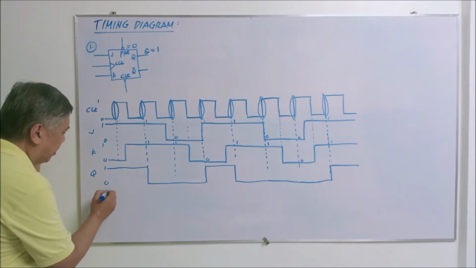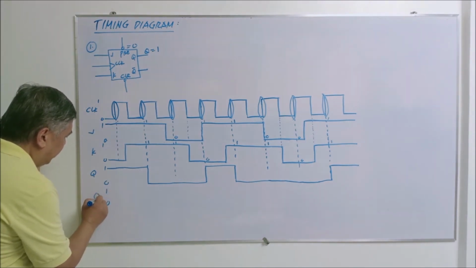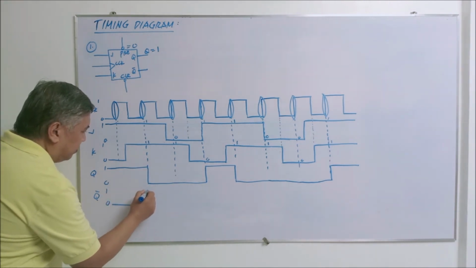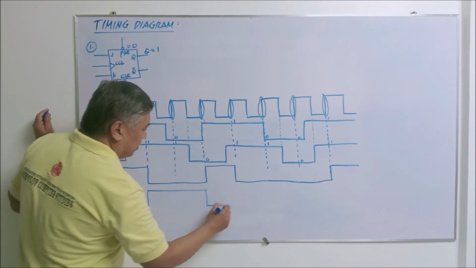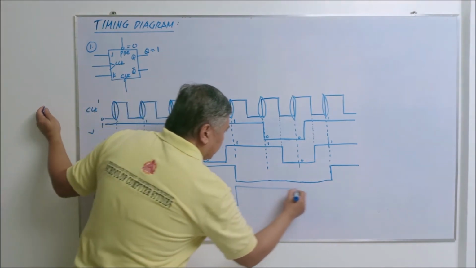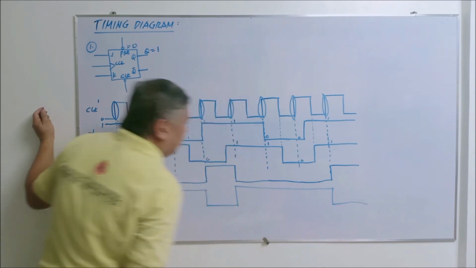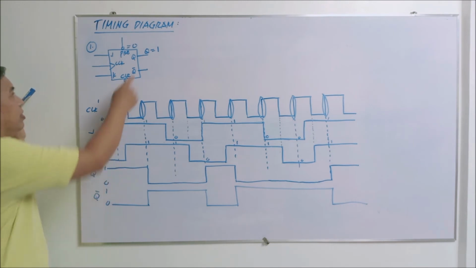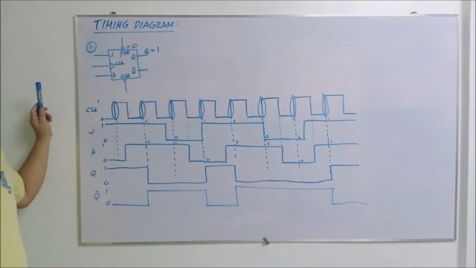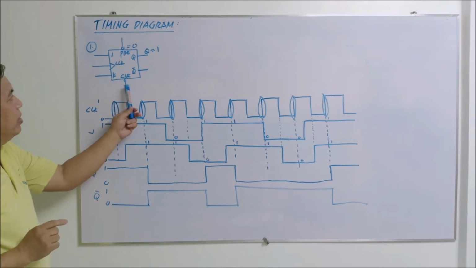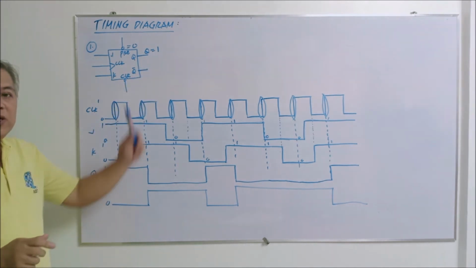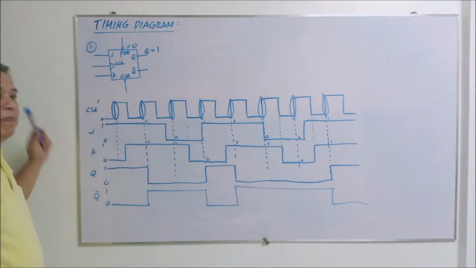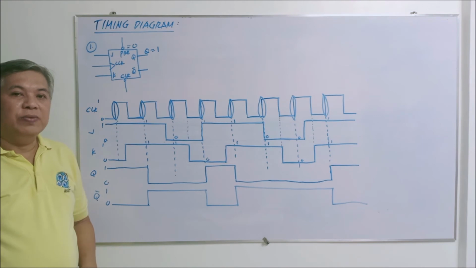So, what will be your Q bar? Q bar will simply be the opposite of Q. So, like that. Okay, so that will be your Q bar. So, this is our initial Q here, which is equal to 1 if we are using preset. But if we use clear, then that means that our initial Q will be at 0. So, we'll start here, 0 here, and then you find the positive edge triggering of the clock.